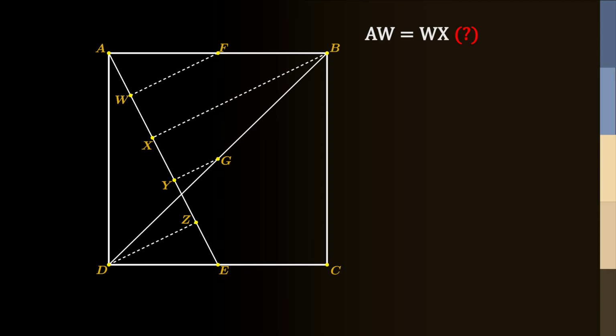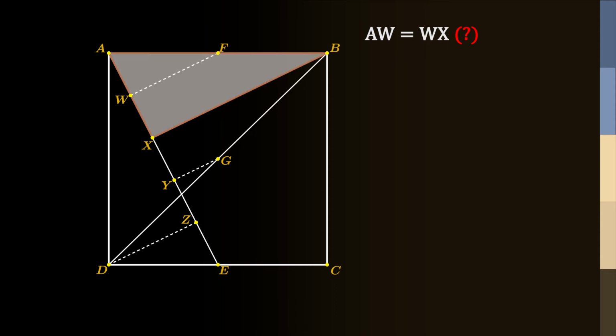Now then, let's start by proving that AW is equal to WX. Let's consider the triangle ABX. The point F divides AB in half by construction, and WF is parallel to BX because both are perpendiculars on AE. So we can conclude that WF is a mid-parallel in ABX, and thus AW is equal to WX.